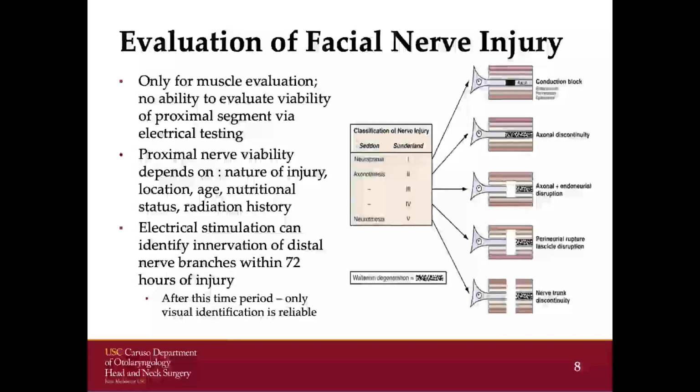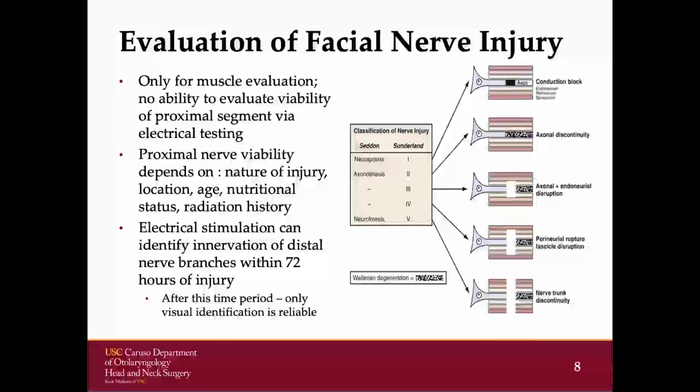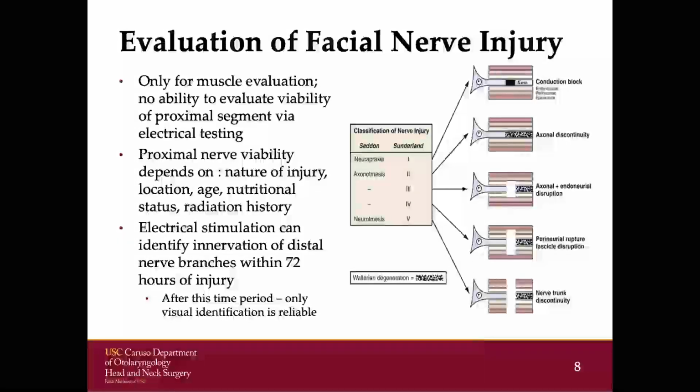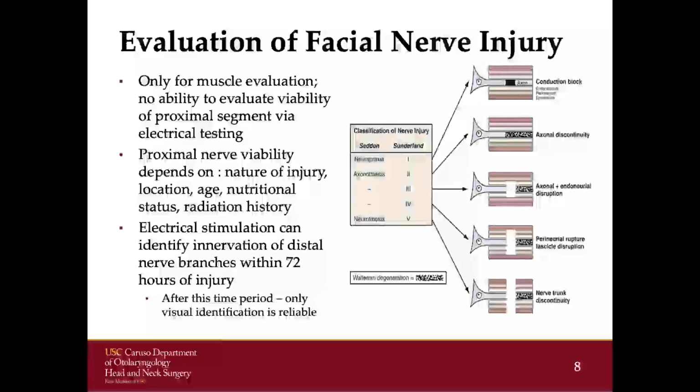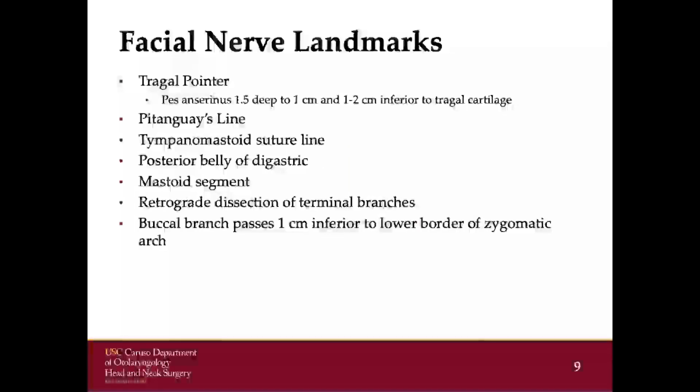And it's important to note that electrical stimulation can only identify the injury or the innervation of distal nerve branches within 72 hours of injury. After this time, only visual identification is reliable. So as a practice, we should be in the habit of tagging these transected nerve branches with some sort of colored suture, if there's an expectation that there will be some sort of reanimation procedure or re-exploration, so that these branches can be easily found at a later time.